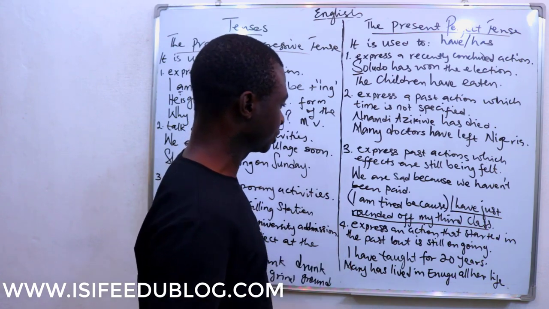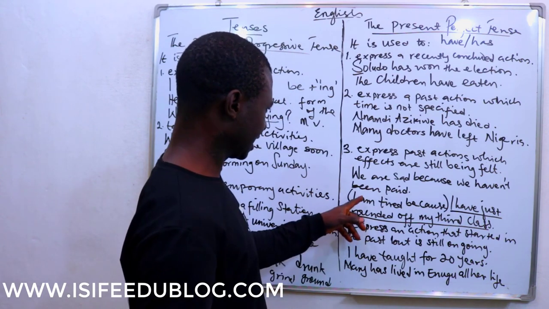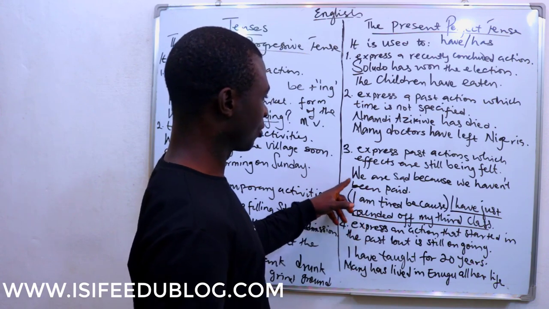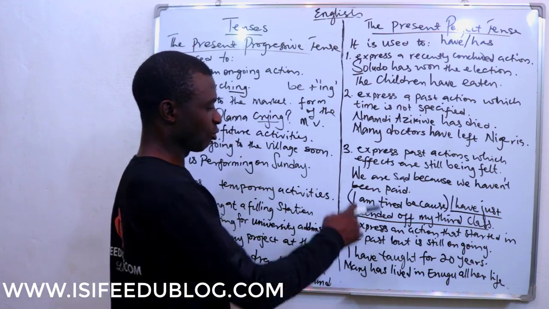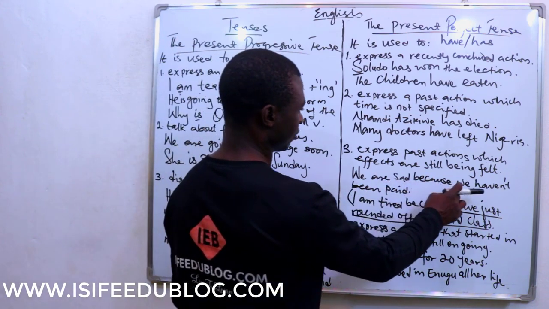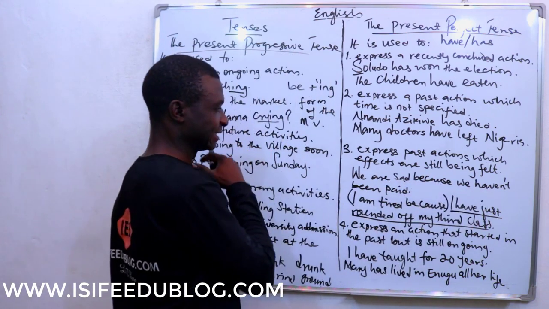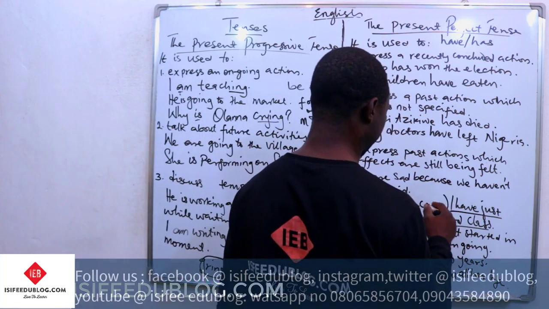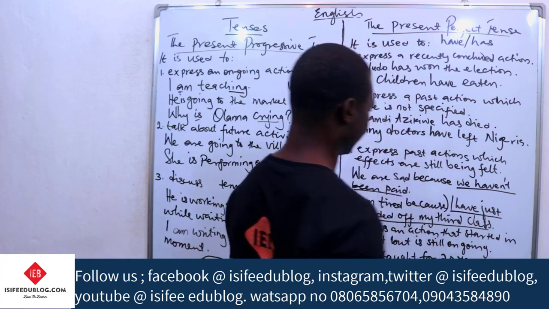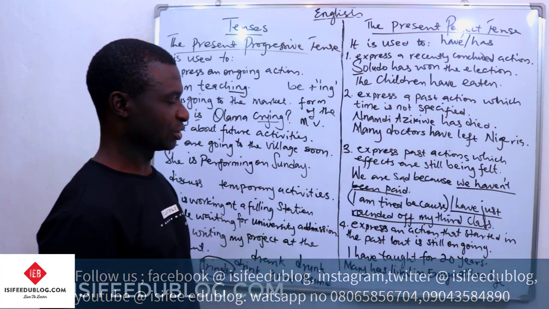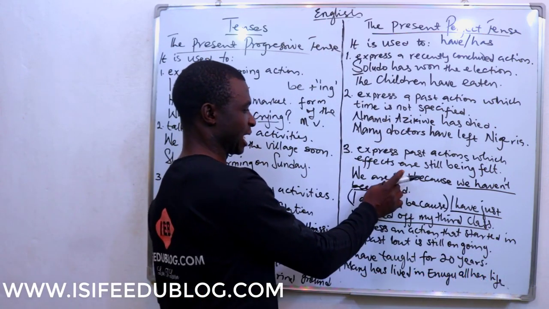We also use it. Okay, there's a second sentence here, right? We are sad because we haven't been paid. So the reason for the sadness is the lack of payment. So if you start here, we haven't been paid, that is the expression. It is the reason why we are sad.